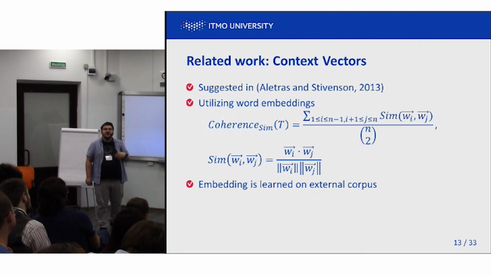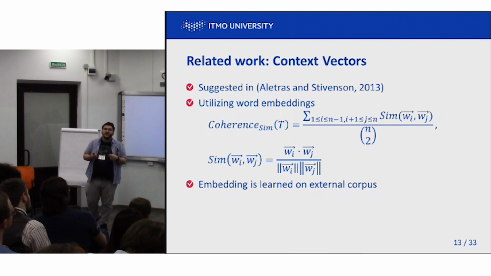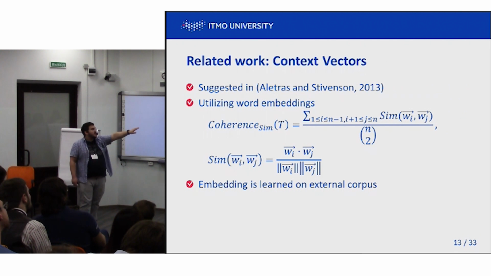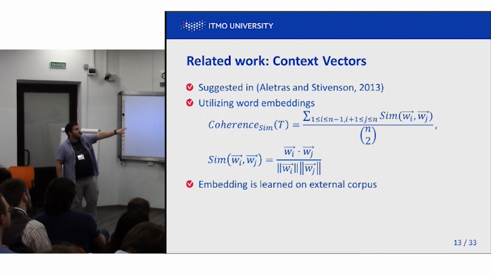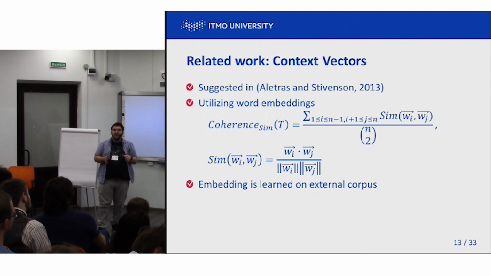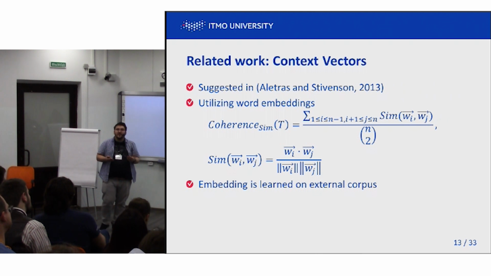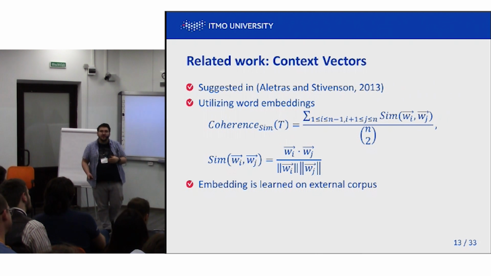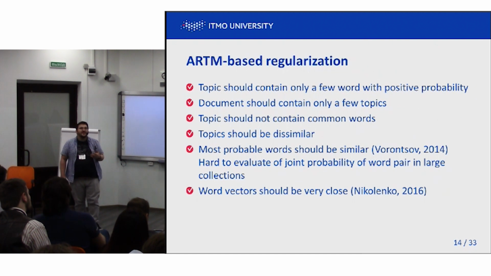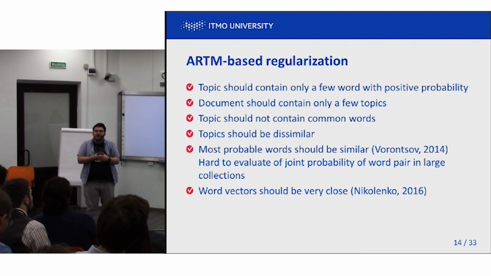Another idea is not to estimate probabilities, but to estimate similarities of words using word embeddings, which became quite popular. So in 2013, the idea was expressed in such nice formulas. We simply estimate how similar the top words in a topic are using word embeddings which we learned on some external corpus. Also, topic interpretability was one of the main questions when the approach was suggested.